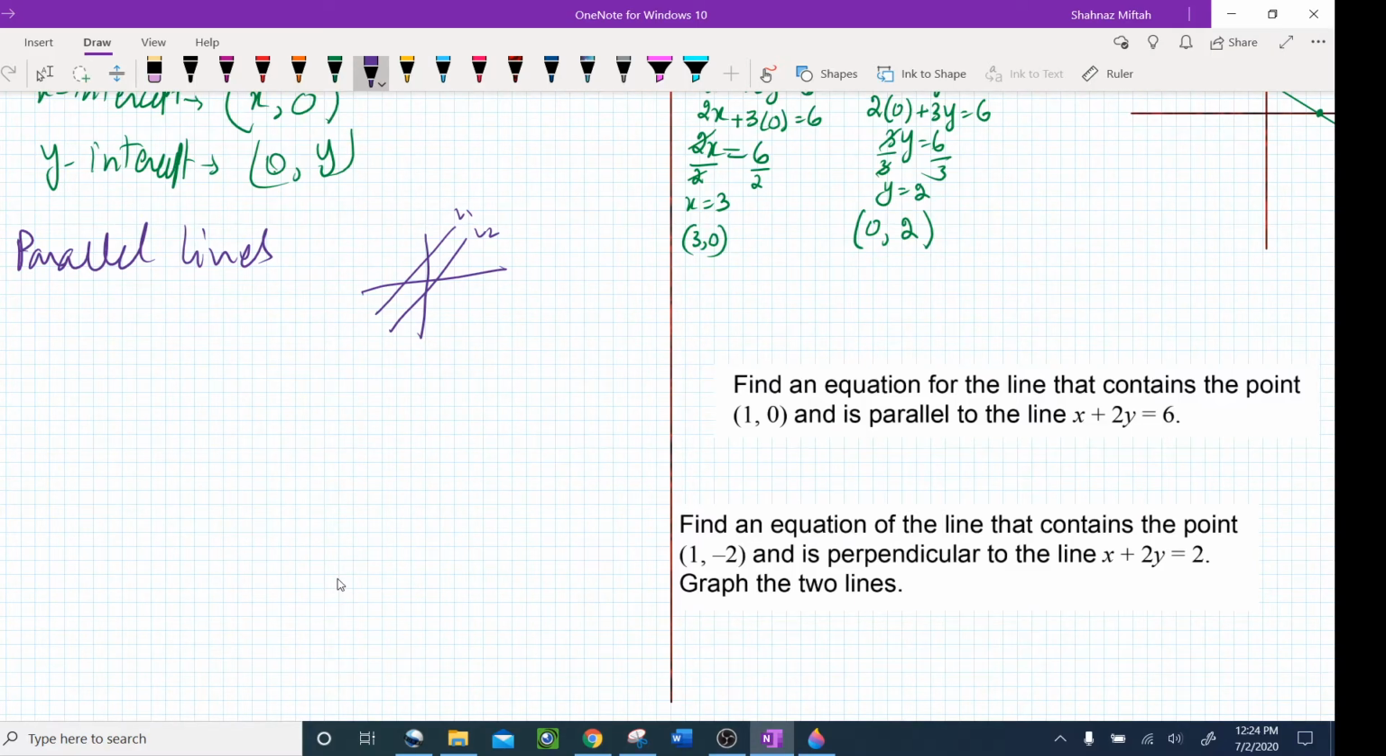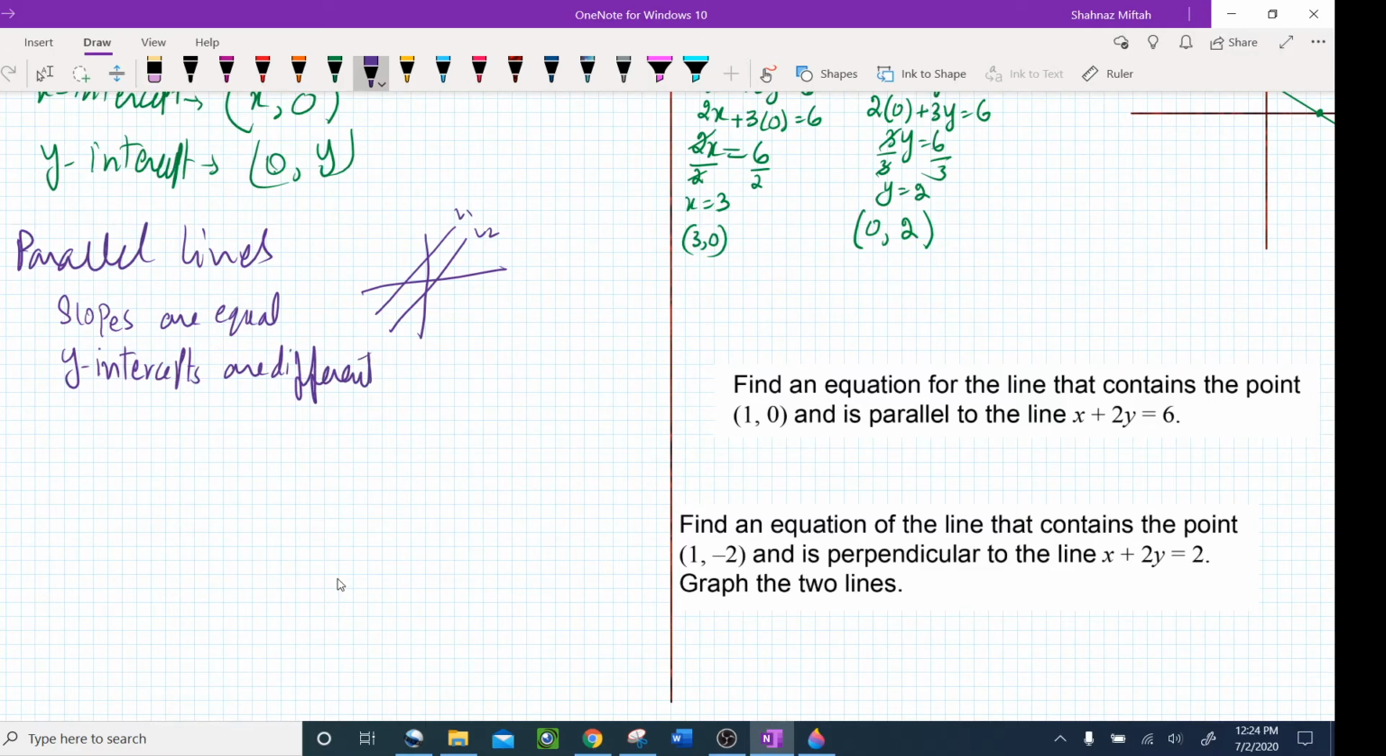Now, if you have parallel lines, their slopes are always equal. The slopes are equal, and they have different y-intercepts. Y-intercepts, you know, y-intercepts means b I'm talking about, are different.